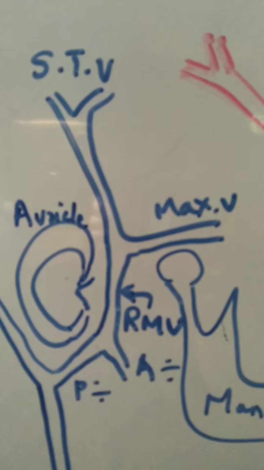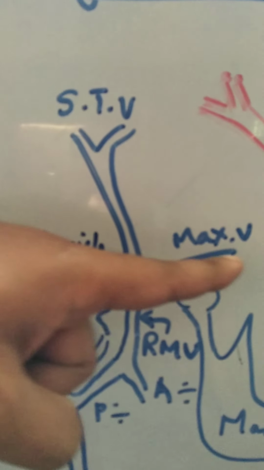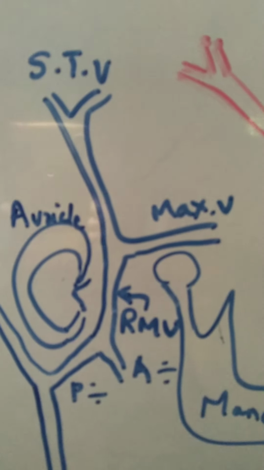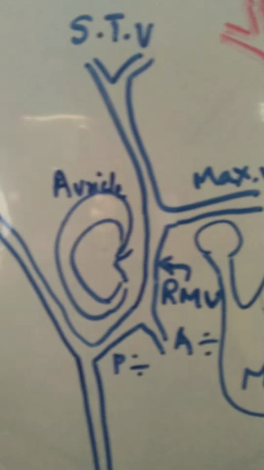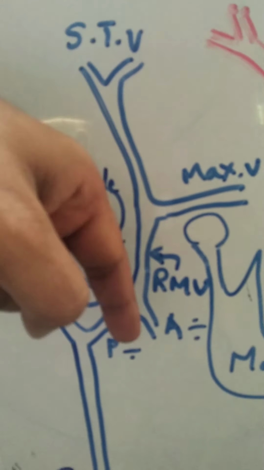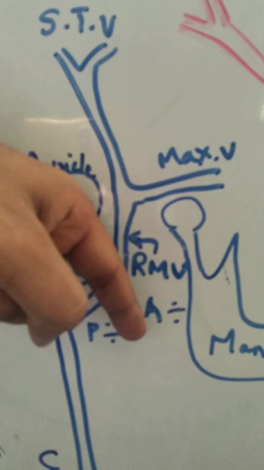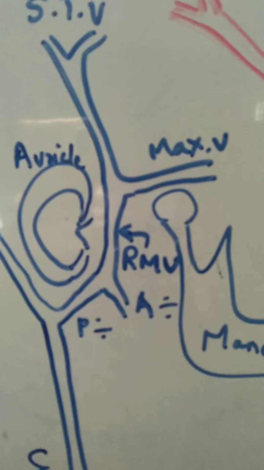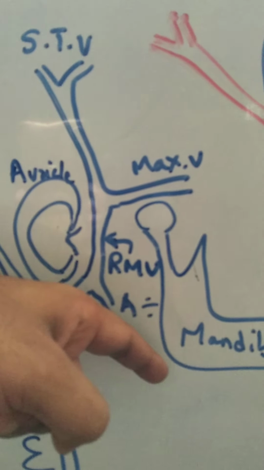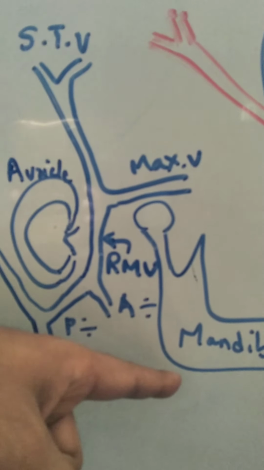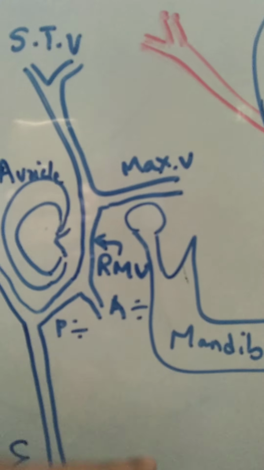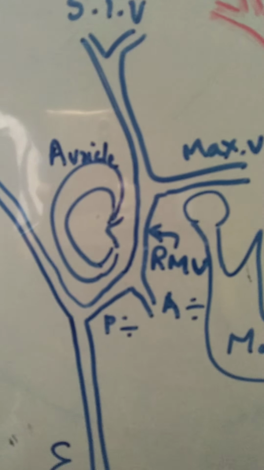So how is the retromandibular vein formed? By the joining of maxillary vein with superficial temporal vein. This retromandibular vein, subsequently when it descends vertically downwards, splits up into two divisions: anterior division of retromandibular vein, posterior division of retromandibular vein. This anterior division joins with facial vein to form common facial vein, which ends up in IJV, internal jugular vein. Don't worry about that.